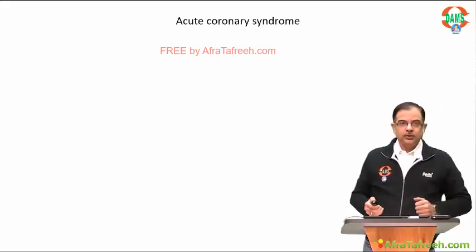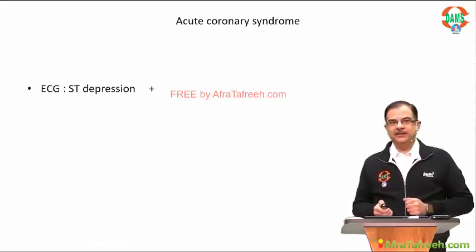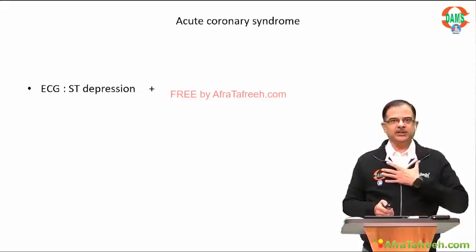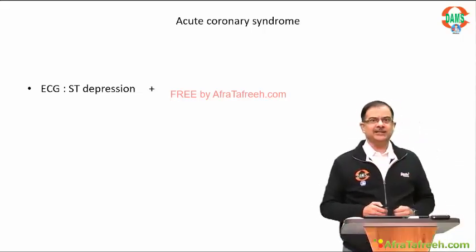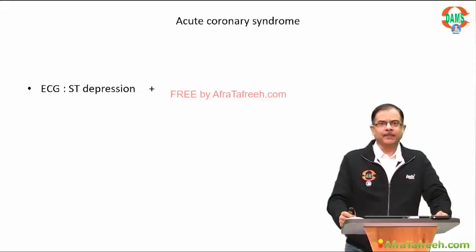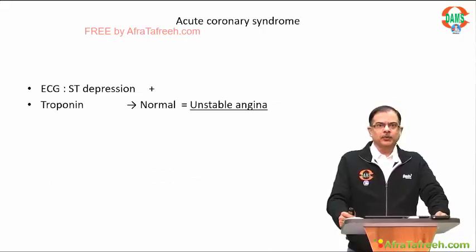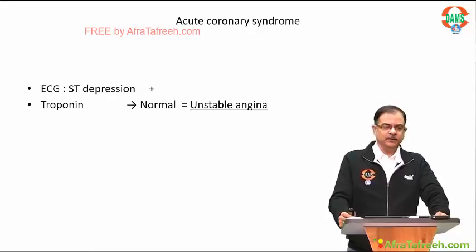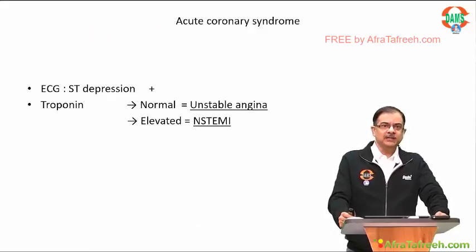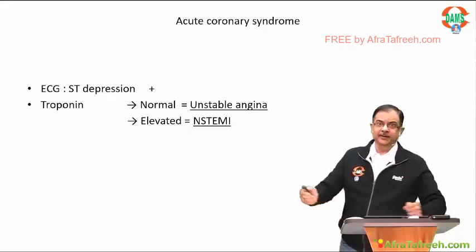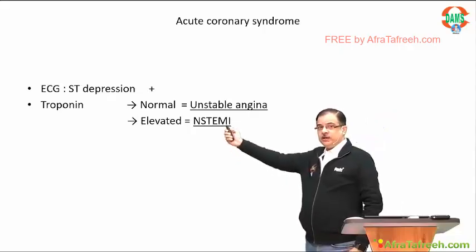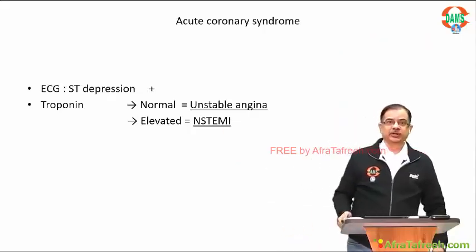All right. So acute coronary syndrome, identify this coronary syndrome. Patient has chest pain. Patient has ST depression on the ECG. Troponin levels are normal. This is a case of unstable angina. While if troponin levels are elevated, this is non-ST elevation MI. Indeed, more and more questions are now being asked on non-ST elevation MI.